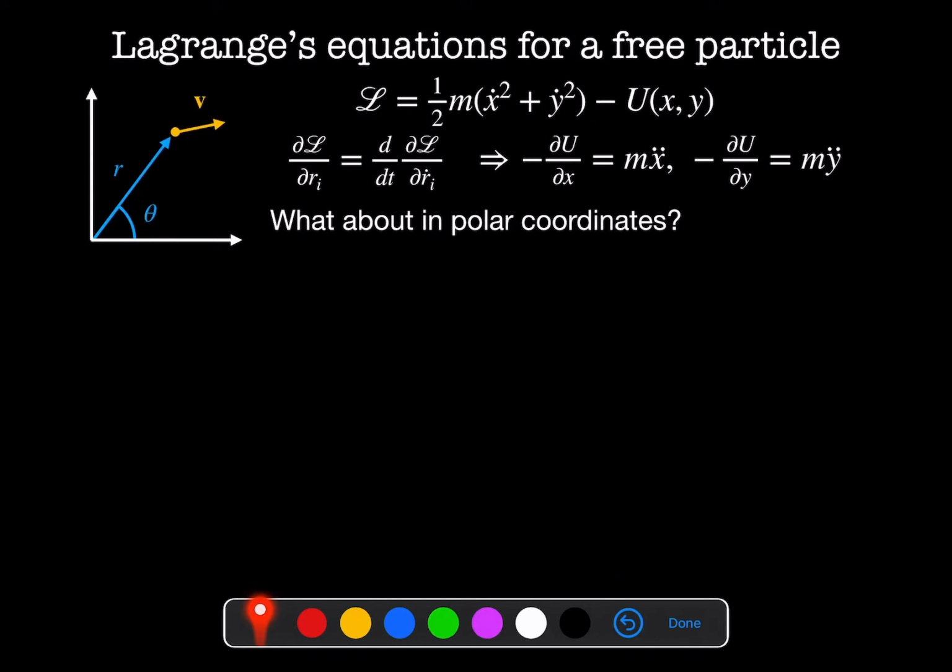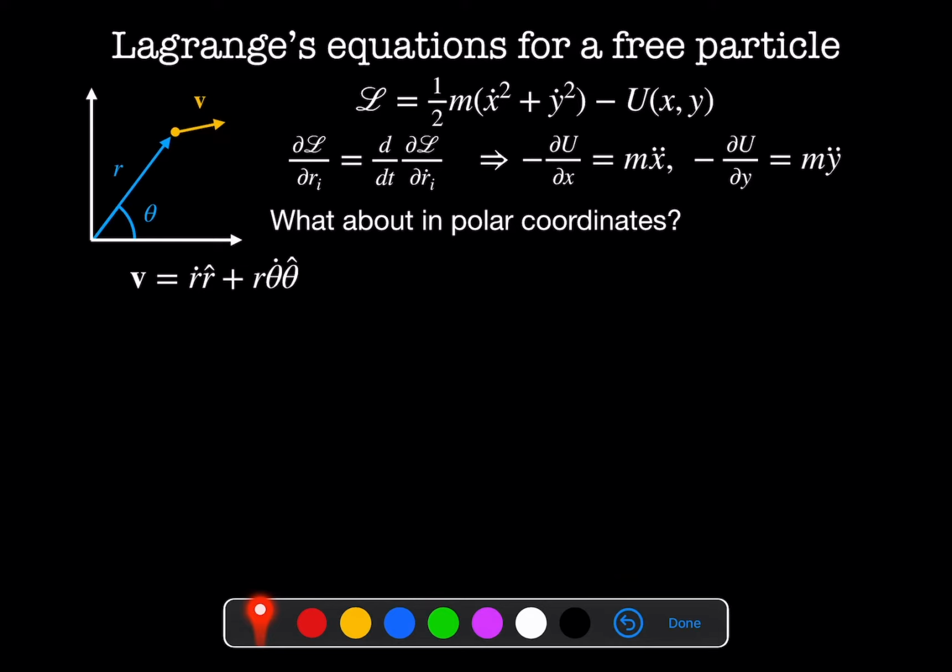What about polar coordinates? So this is an example of one of these changes in coordinates. The first thing I want to do is express my velocity in terms of these coordinates. Here I've got v is equal to r dot in the r direction and r times theta dot in the theta direction.